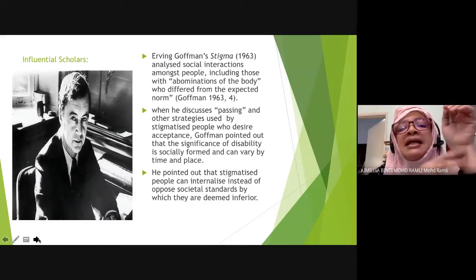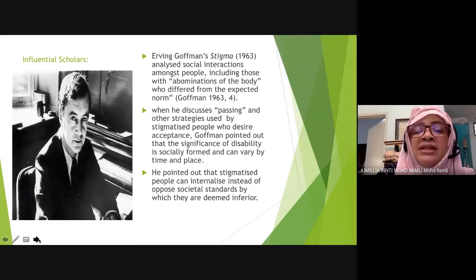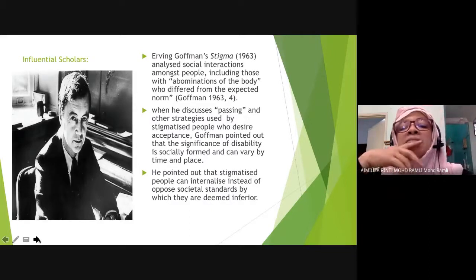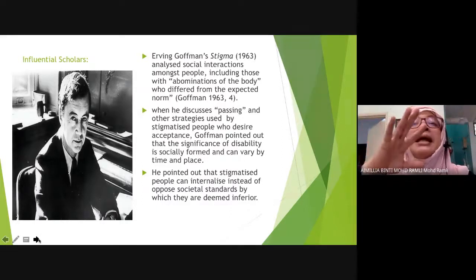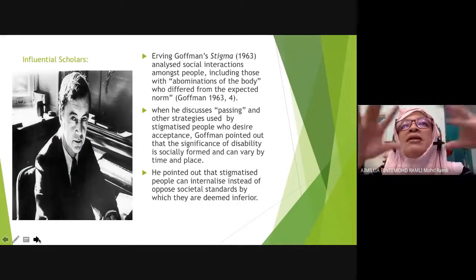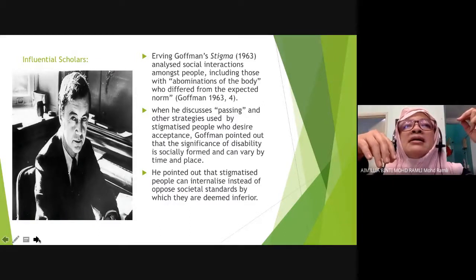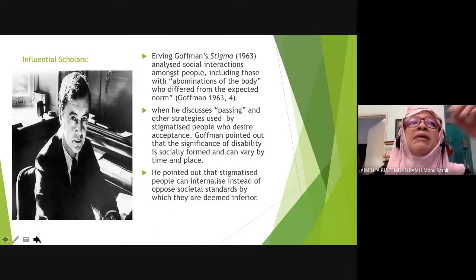When he discusses passing and other strategies used by stigmatized people who desire acceptance, Goffman pointed out that the significance of disability is socially formed and can vary by time and place. Goffman also pointed out that some disabled people like to pass because of the stigma in society against disabled people. Whenever people see a deaf person or a blind person, sometimes they don't want to help. They even laugh at this deaf and blind person. They don't really care about them.